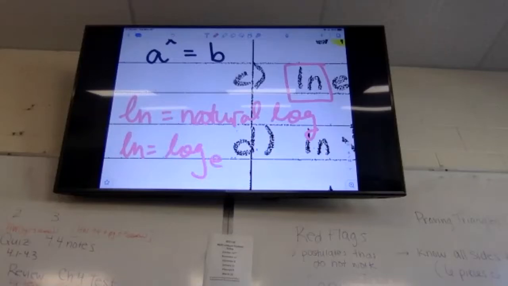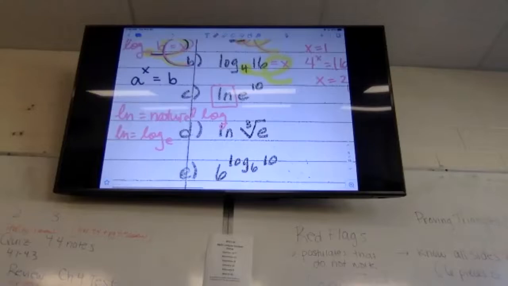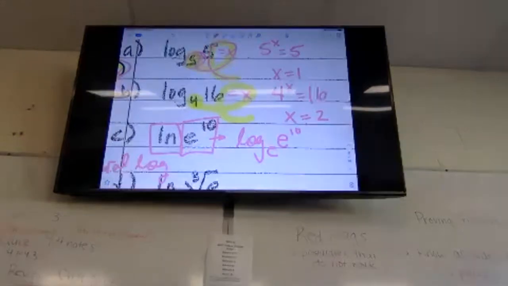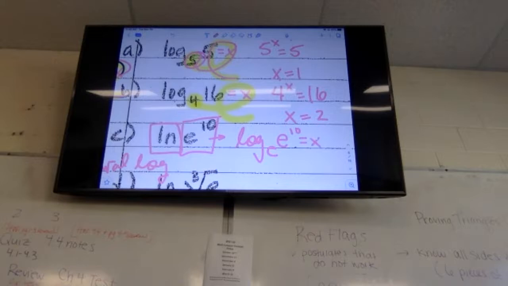E. Log base e. E is like a number like pi. It's a special number that we only look at in exponential and logarithmic days. But I can rewrite this ln to be log base e. And then I still have to write what I'm doing the log of, which is e to the 10th.